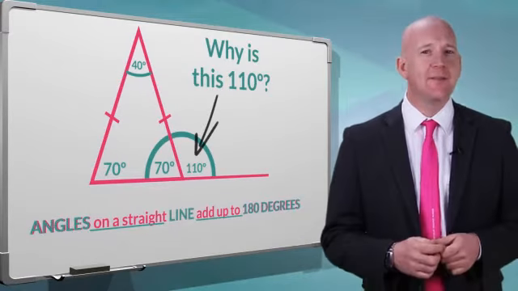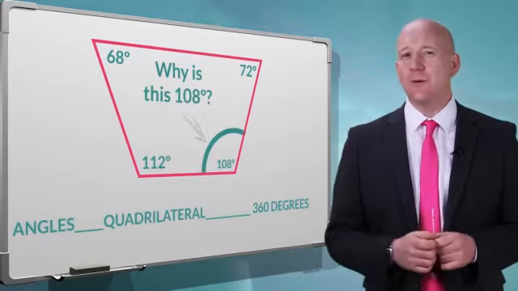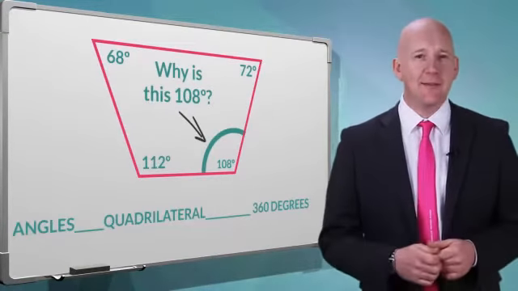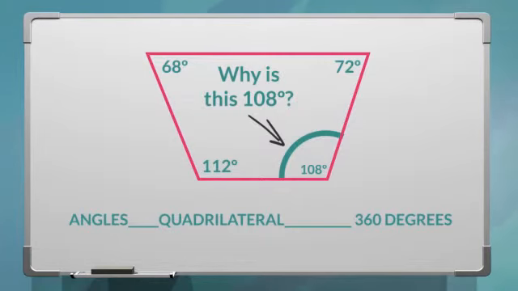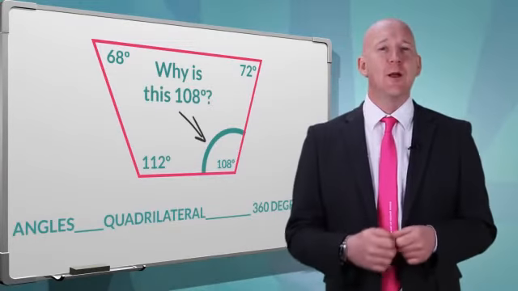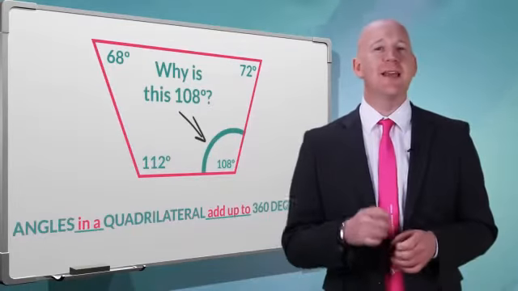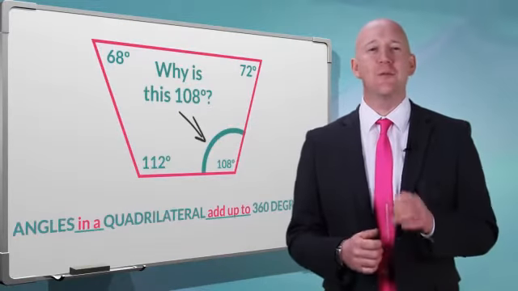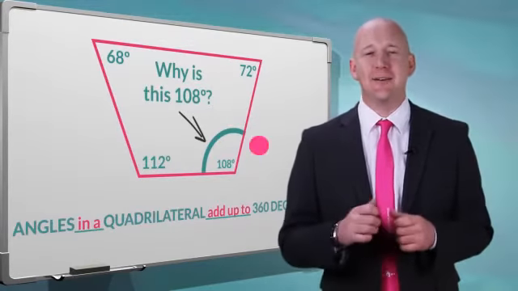Now for the second question. How do we know this angle was 108 degrees? Pause the video and fill in the gaps to complete the sentence. Welcome back. What you should have is angles in a quadrilateral add up to 360 degrees.